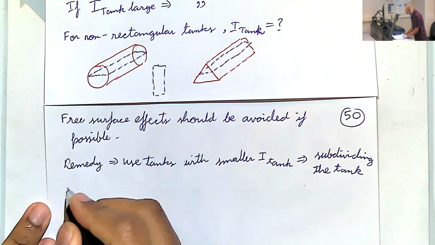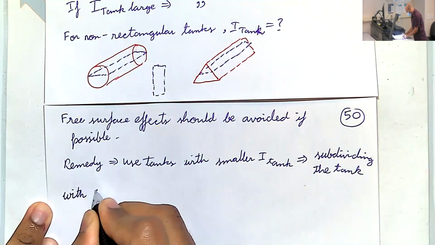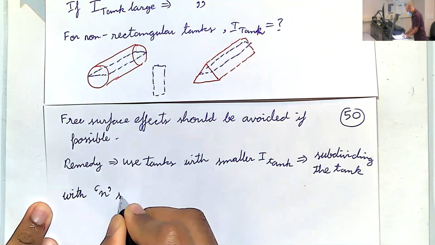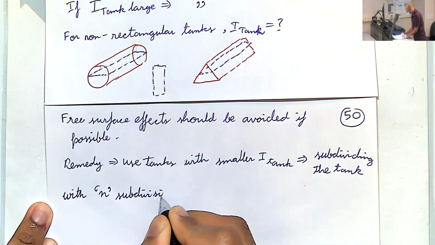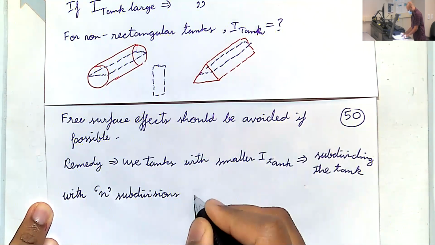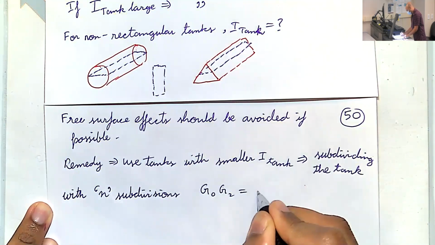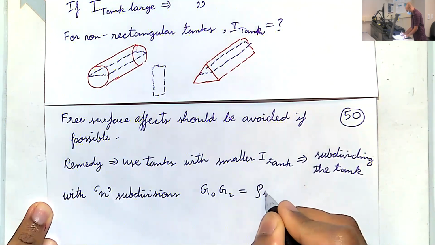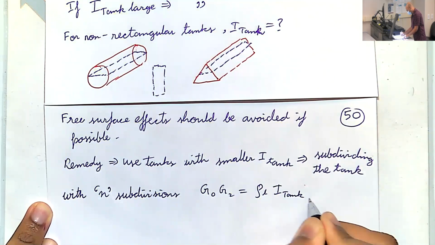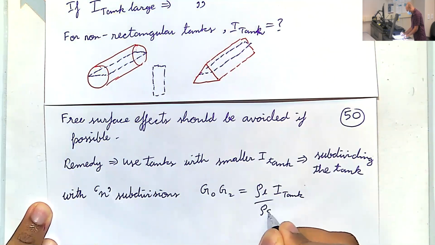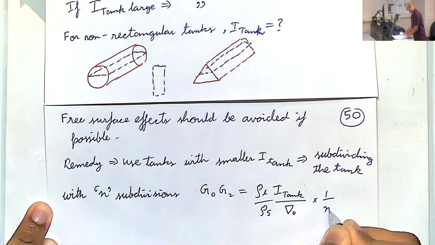So any tank with, let's say, n total subdivisions, the loss in GM, G0 G2, ends up being the same. I'm writing the same formula we had, I tank divided by rho S divided by nabla 0, times 1 over n squared.